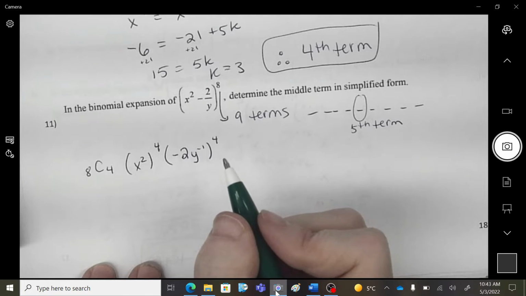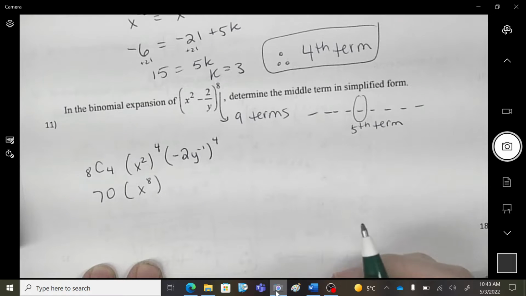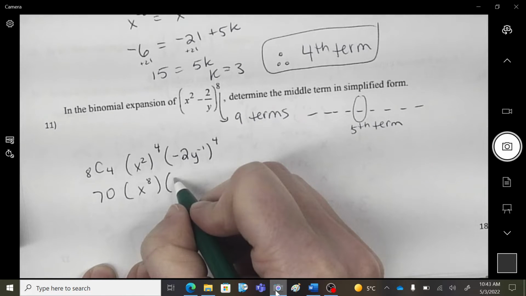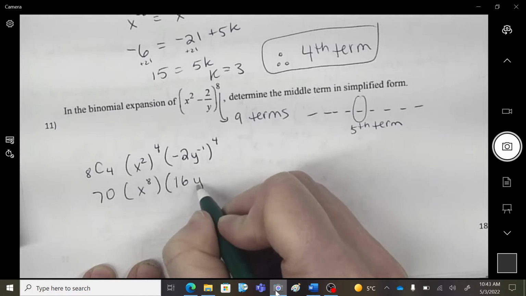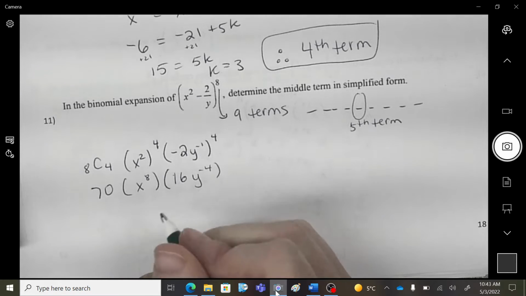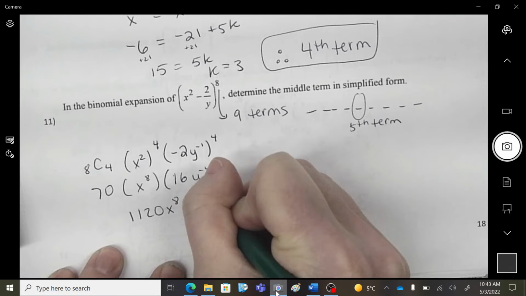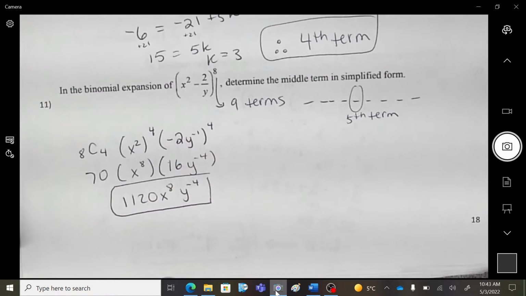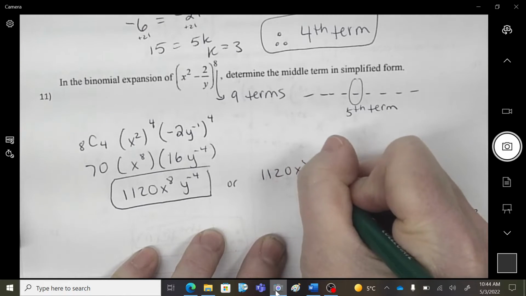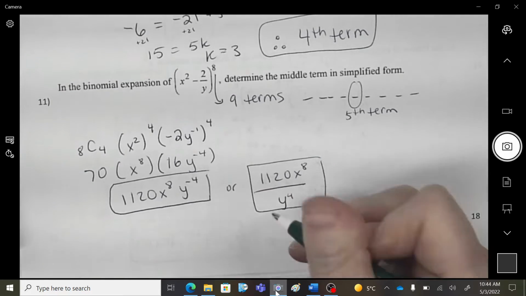This will match. This will be the subtraction exponent. Okay, now it's calculator. 8 choose 4 is 70. X to the 8th. Negative 2 to the 4th will be positive. So that will be a 16. Y to the negative 4. So 70 times 16 can be put together. X and y cannot be put together. You could also move the y to the bottom like so, either one.